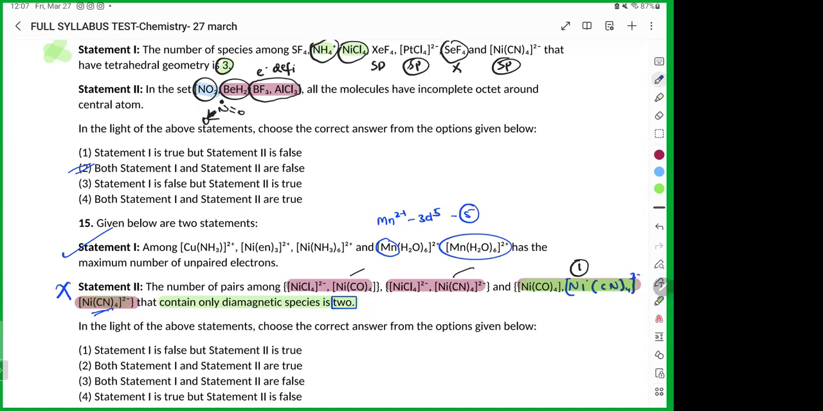Any doubt? The question is not confusing. The statement is which pair has only dimagnetic species: only the last pair. And what is the number of pairs? Only 1 pair, not 2. The answer should be 1. Only 1 pair has only dimagnetic species. Yes or no?